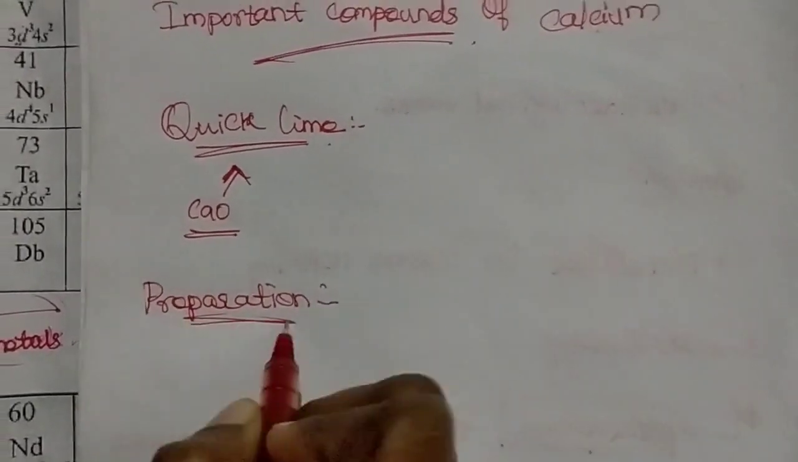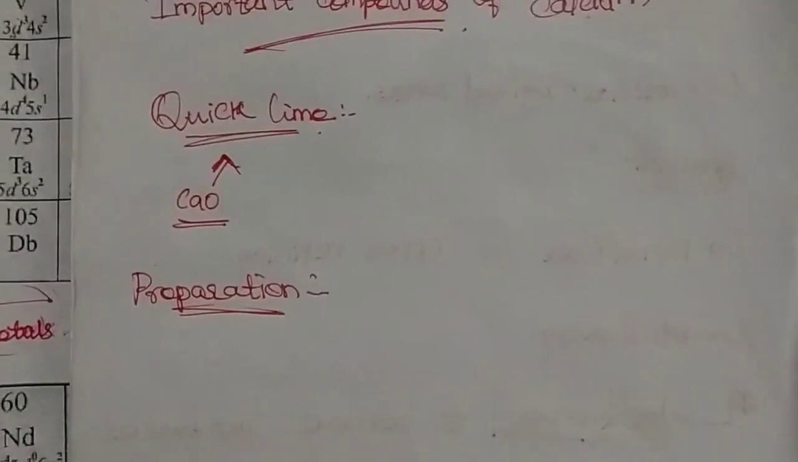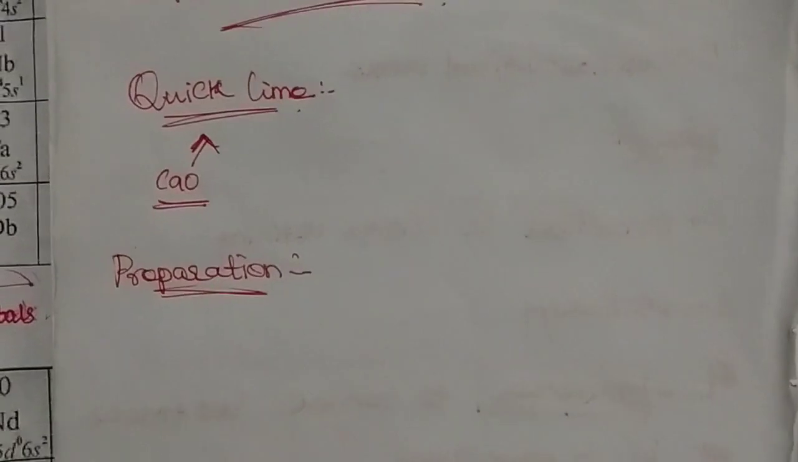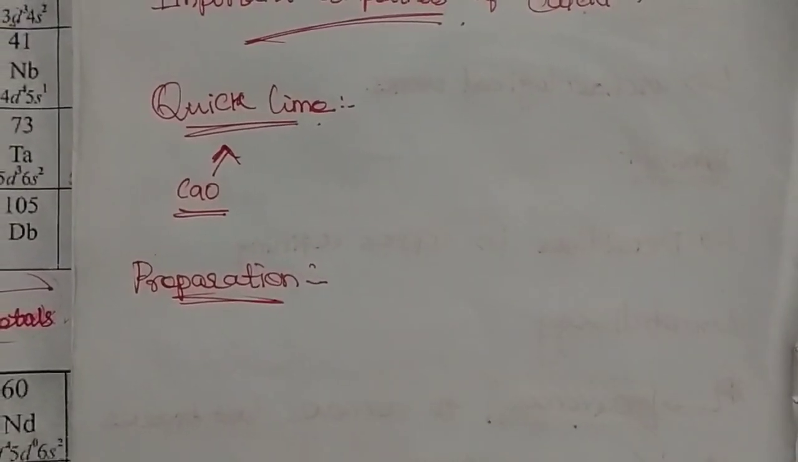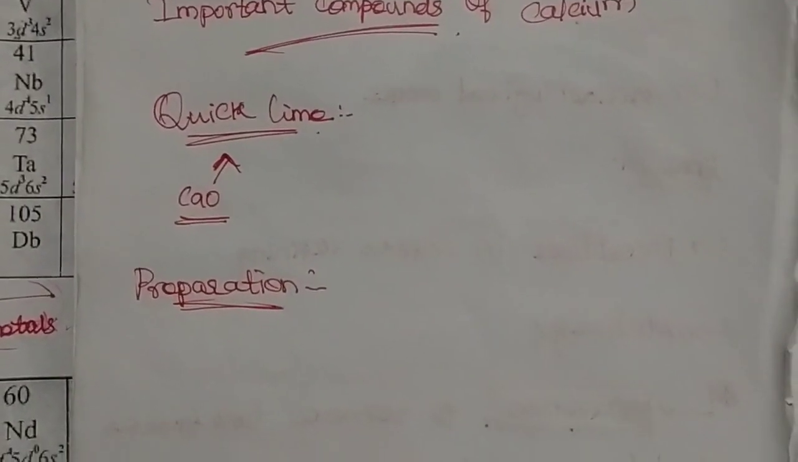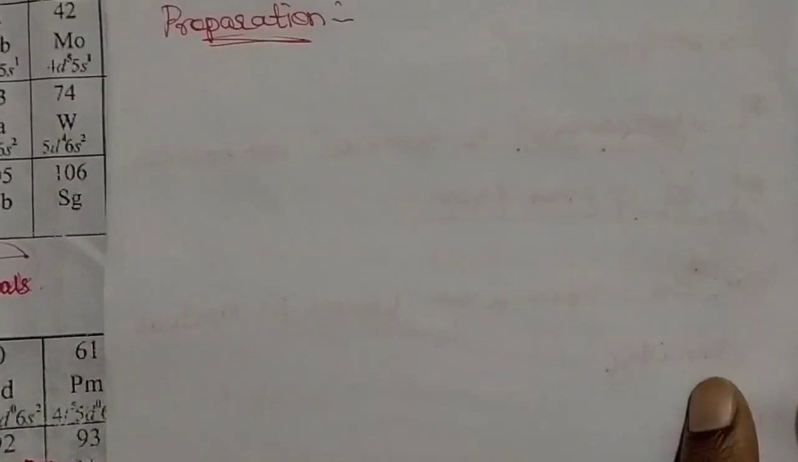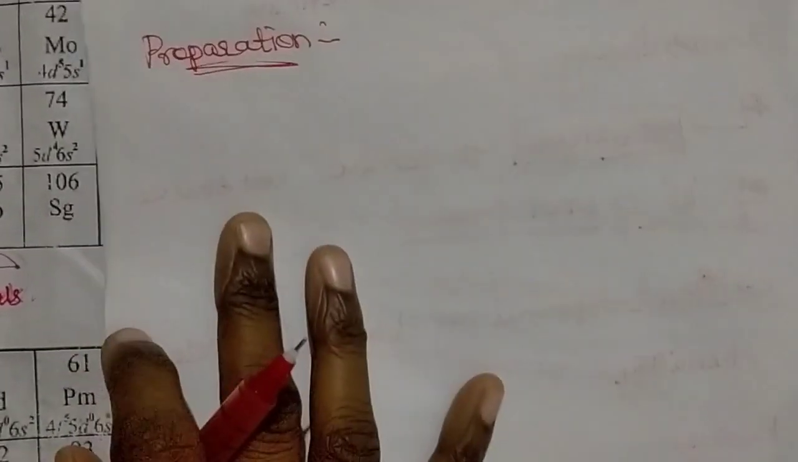Like in the alkali metals, where we saw some important compounds of sodium, in the alkaline earth metals we are going to see some important compounds of calcium. The first compound is quicklime, and its chemical formula is CaO. Now we are going to see the preparation of this quicklime. For the preparation of quicklime, we heat calcium carbonate.